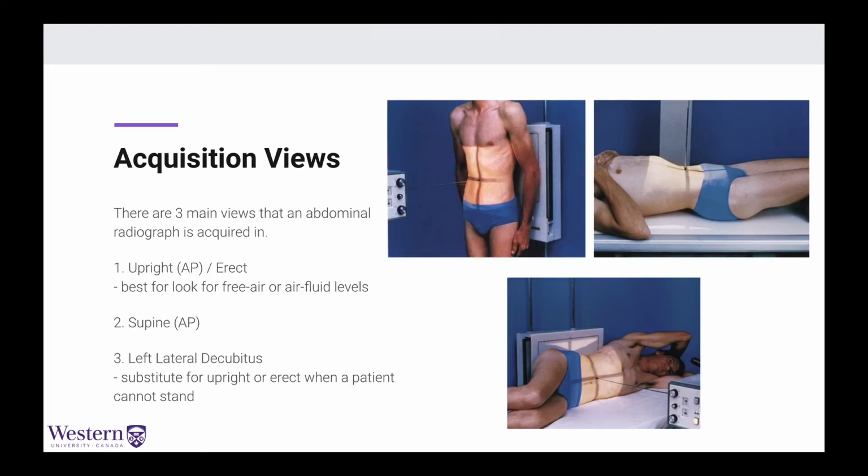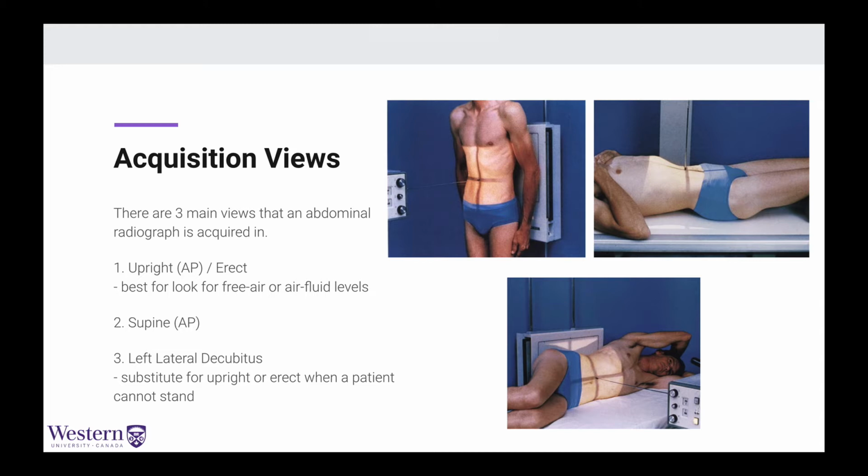on the radiograph. Now, when an abdominal radiograph is obtained, very similar to chest radiographs, there are definitely acquisition views that are performed, of which there are three main views that are commonly used, including upright, with AP standing for anterior posterior, or erect position. This is the best view to look for free air or for air fluid levels, as it tends to allow the air to rise up superiorly and fluid to settle down inferiorly.